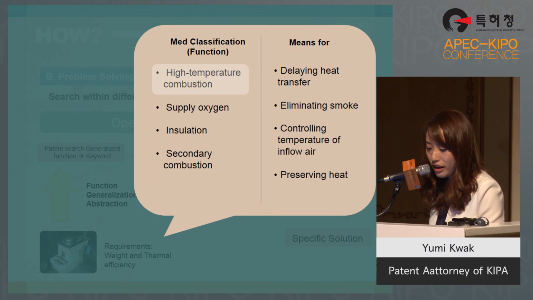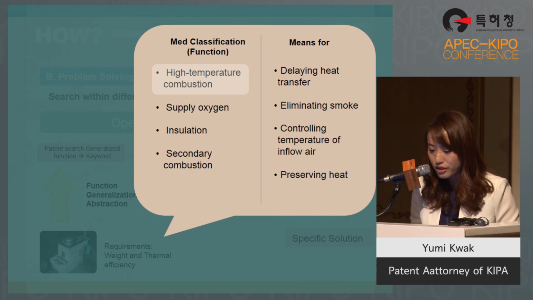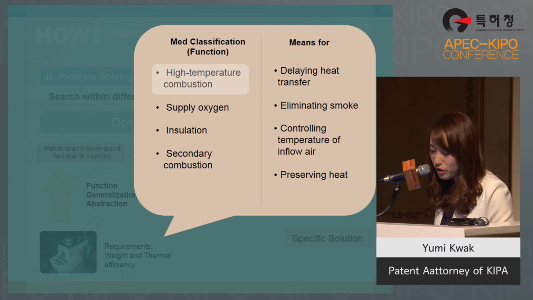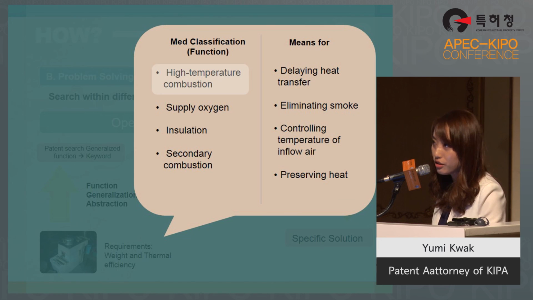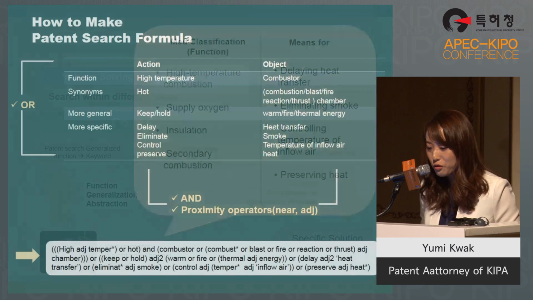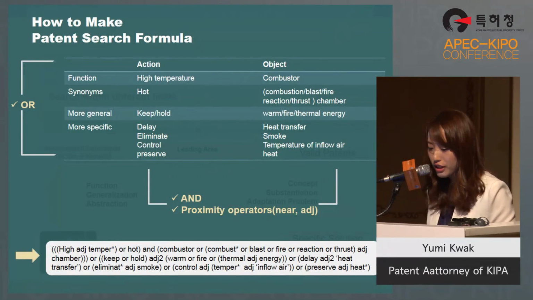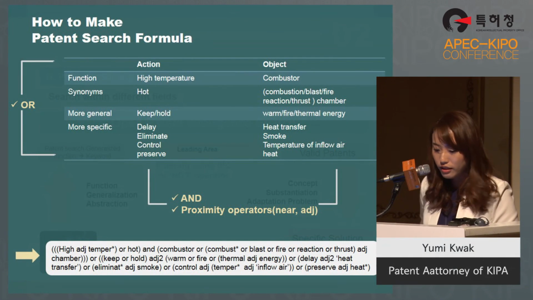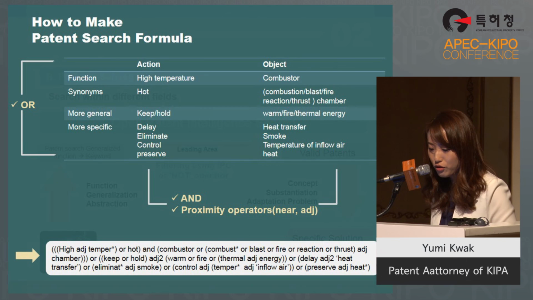Actually, I don't have many ideas about the stove at first. However, I have drawn up these functions and means using pattern search. And this is the way to formulate the pattern search formula. In order to search the element function, such as keeping the combustor's temperature high, separate the object and the action happening to the object, and they will appear like this.